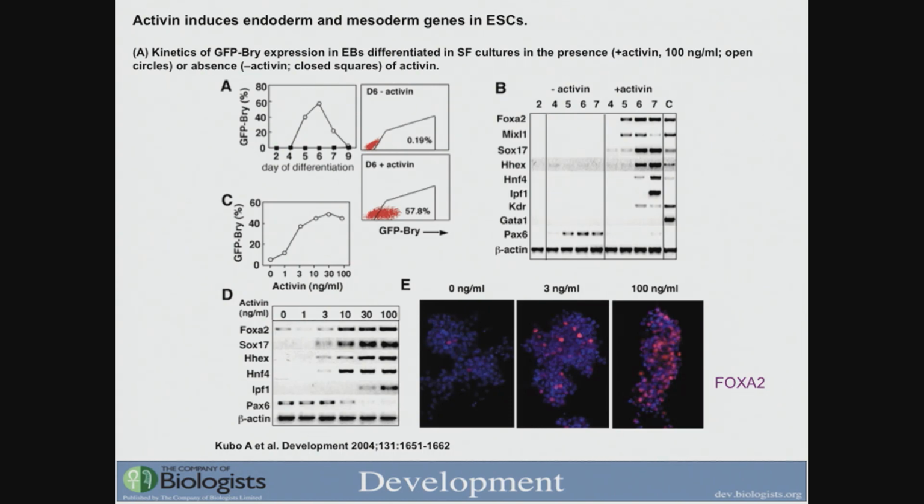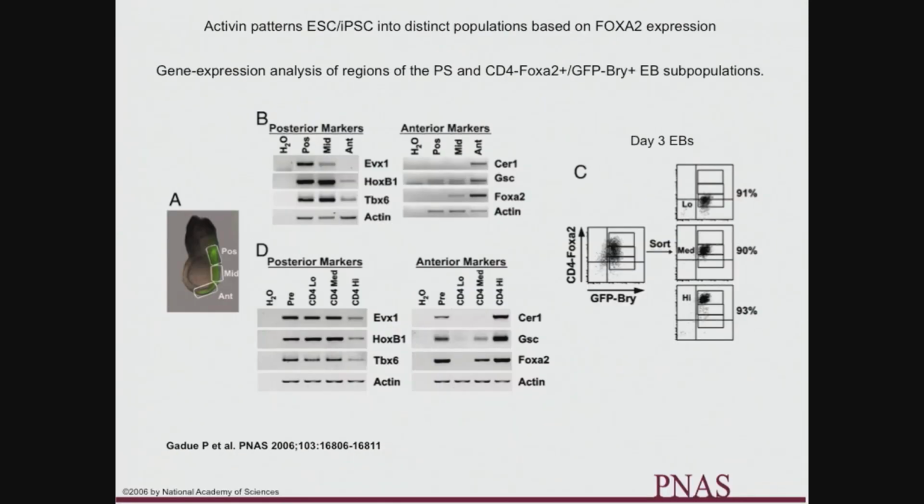So at the time, this was a huge breakthrough. This was the first report of really the directed differentiation of pluripotent stem cells to definitive endoderm. And now in hindsight, it looks very simplistic, but very important. So how similar is this to what happens in the embryo? This was a paper from Paul Gadue a couple of years later, and so I'll talk you through it. But basically, I'm going to try and convince you that activin patterns pluripotent stem cells into distinct populations that have a similar FOXA2 expression pattern as the developing embryo.